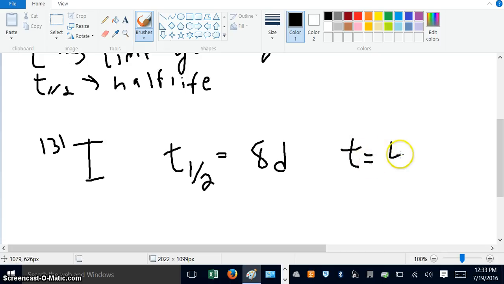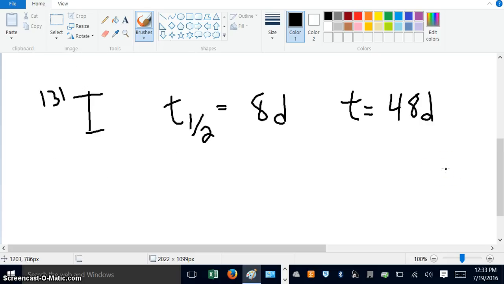So let's say the amount of time that has gone by is, I don't know, let's make it 48 days. Okay, so 48 days have gone by. We just need a starting amount. Let's say M start is, let's say you started with 2.1 grams. All right, so 2.1 grams.